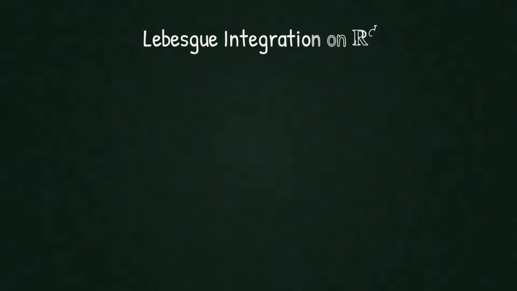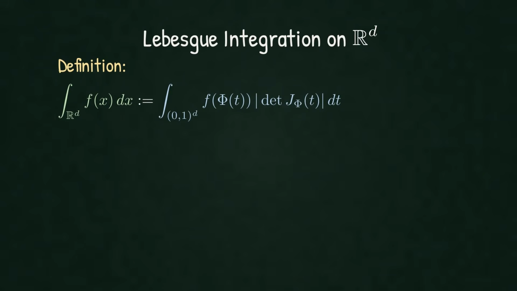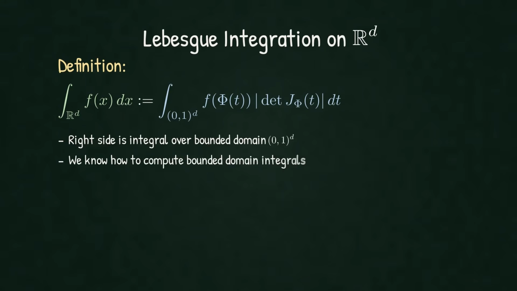Now we can define Lebesgue integration on all of d-dimensional real space. Here's the definition. The integral over d-dimensional real space of f equals the integral over the unit cube of f composed with capital Phi times the absolute Jacobian determinant. The right side is an integral over a bounded domain, so we know how to compute that. No exhaustion needed, the integral is defined directly.